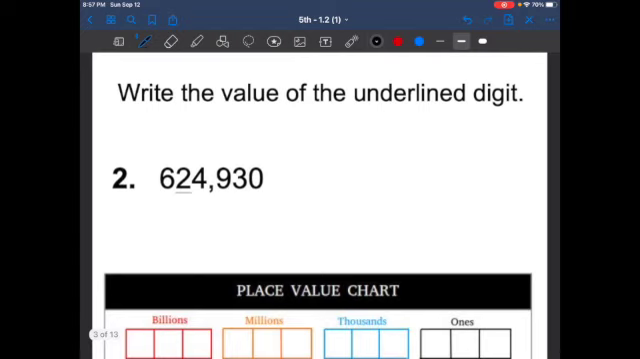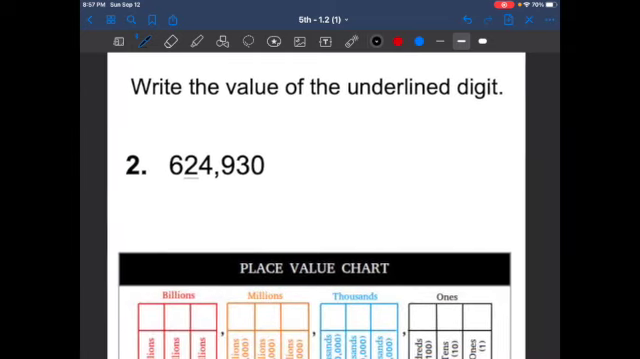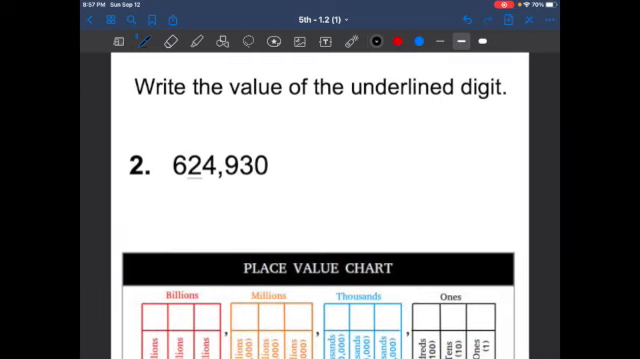So, ladies and gentlemen, what I do recommend is you answer this question before I actually teach it. So, if you can press pause, answer it, and then see if you got it correct. So, we have 624,930. So, let's write that down in the chart. So, we have a 0, we have a 3. Remember, we start from this side, and we're going to go this way. So, 0, 3, 9, 4, 2, 6.